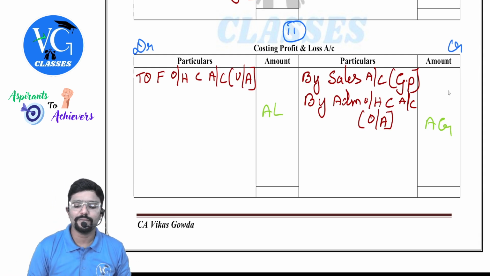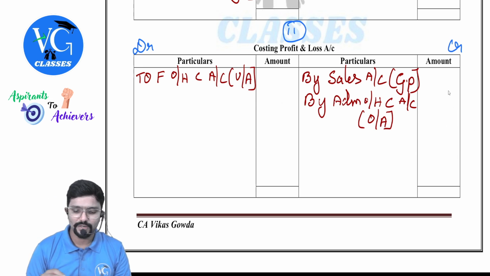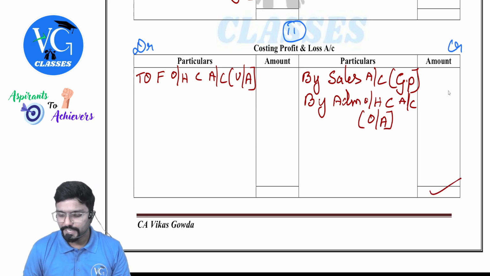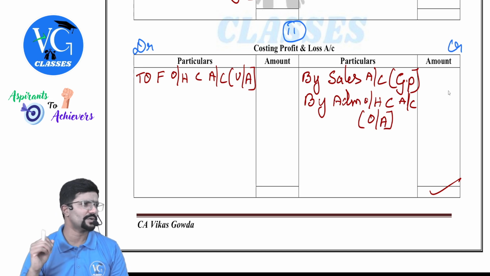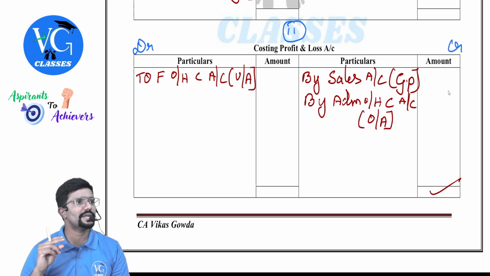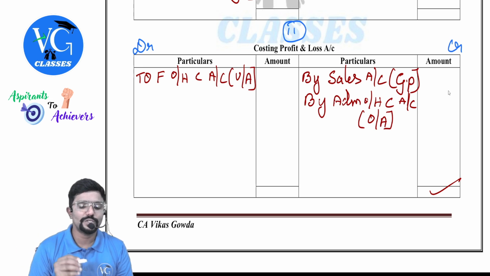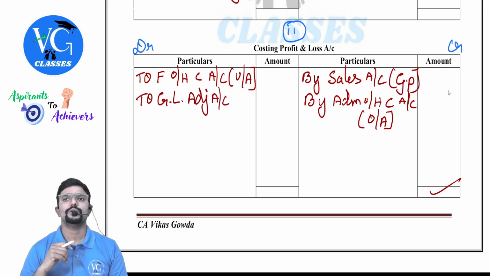At the end, whatever is the balance, transfer it to which account? General ledger adjustment account. If the credit side is more, we call it profit. So where do we transfer it to? The general ledger adjustment account or cost ledger control account, but here I am naming it as general ledger. What is the entry? Costing profit and loss account to general ledger adjustment account.